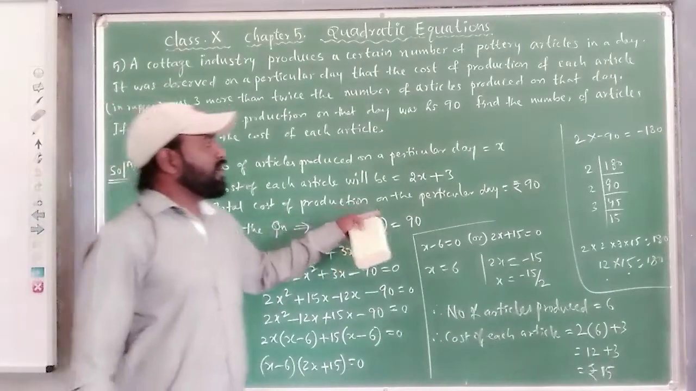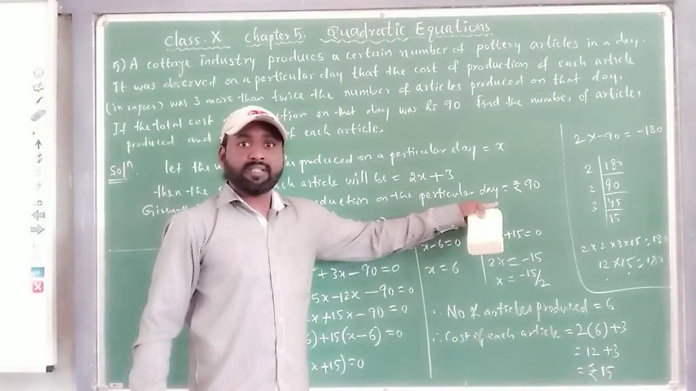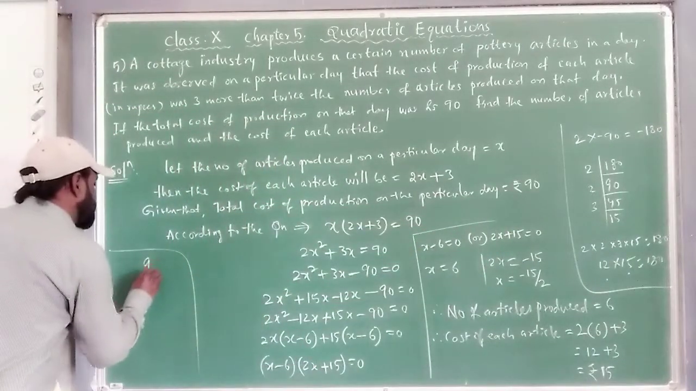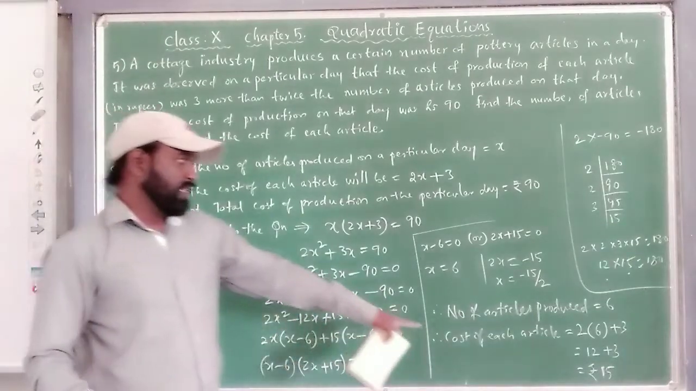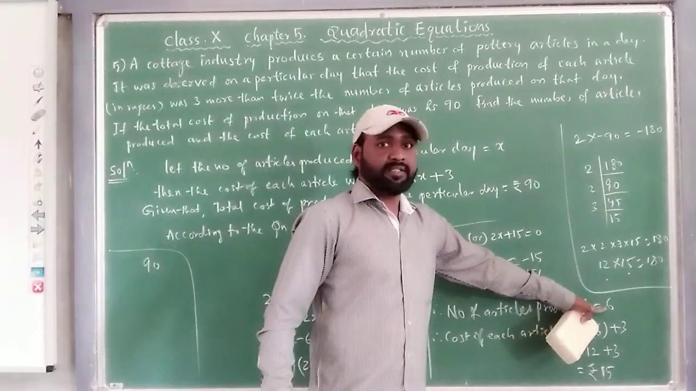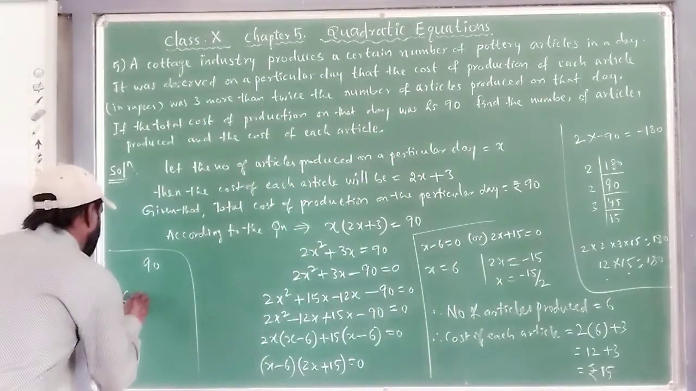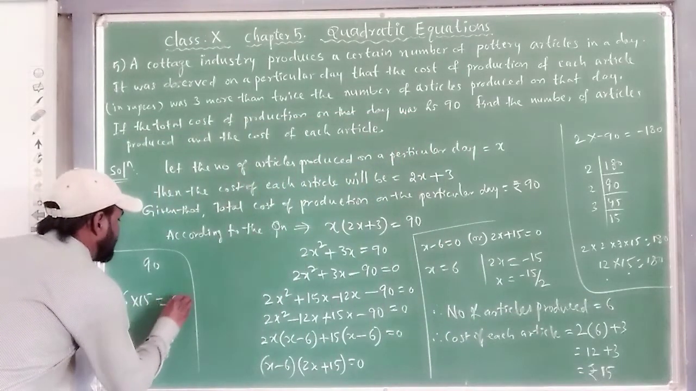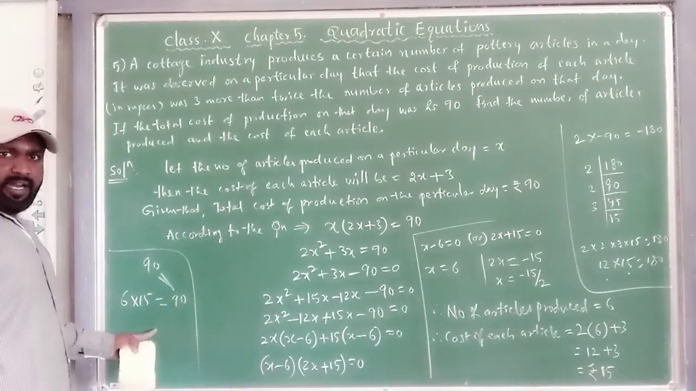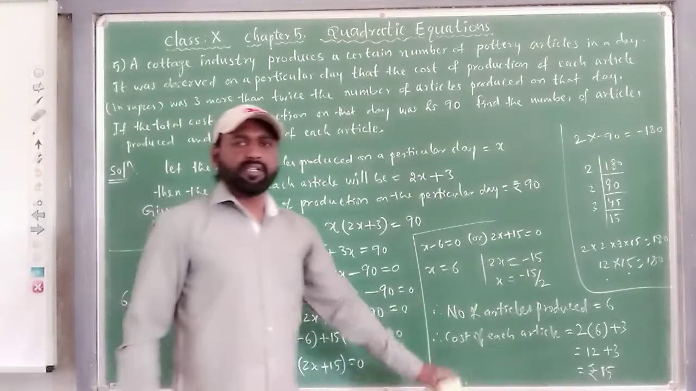What was observed on a particular day? The total cost is how much? 90. So the total cost is 90. We should get this by using this one. The number of articles produced is 6. So the cost of each article is 15. So 6 into 15, 15 sixes are 90. Yes, correct or not? Correct. So our solution is right.